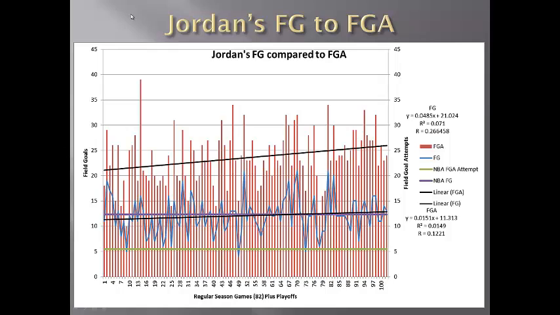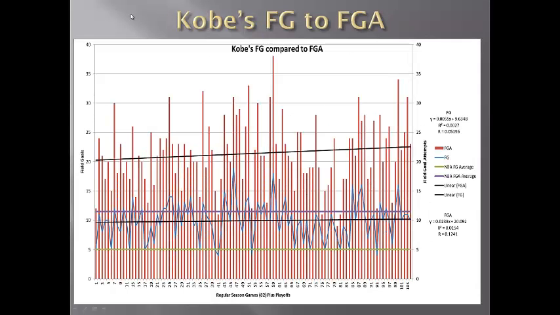On to Jordan, same concept, but he has a greater increase as the season went on, including the playoffs. He spiked above 25 field goal attempts. As you can see, I'll go back. Kobe never made it to 25.